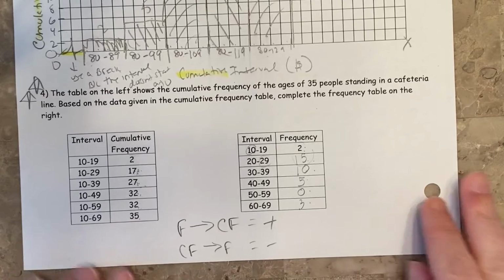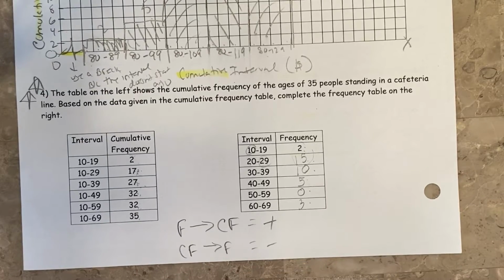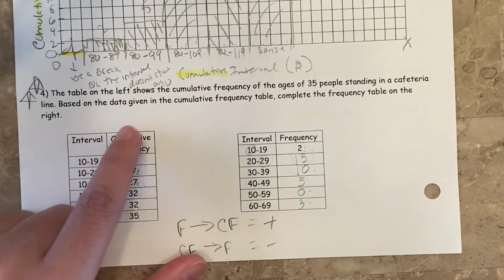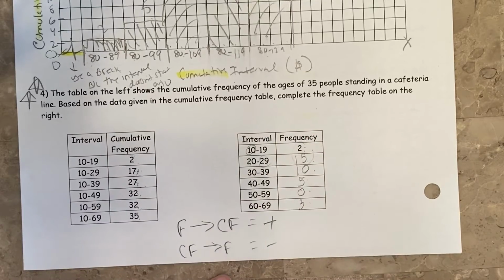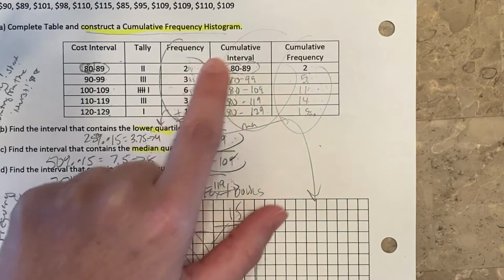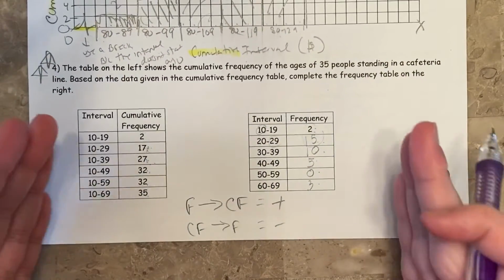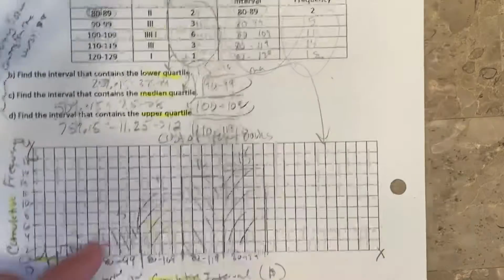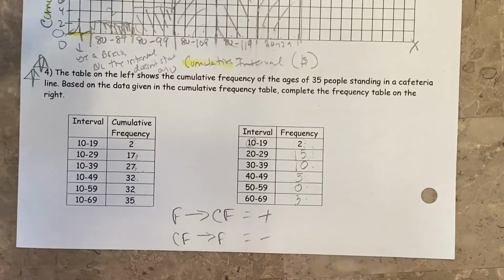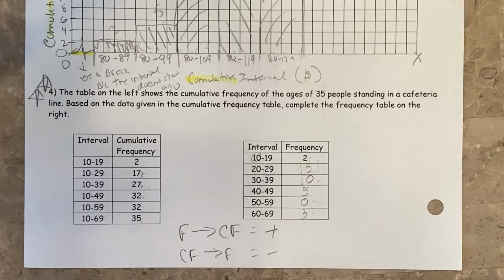All right, number 4. The table on the left shows the cumulative frequency of the ages of 35 people based on the data book. Okay, so this is going backwards. So instead of me giving you the frequency, you adding to get the cumulative, you go backwards. And again, this is typical Regents. In my curriculum, I only have to teach you frequency to cumulative. I don't have to teach you this way. Do they care? No, because they think that if you understand one way, you should have the deeper understanding to be able to do it the other way, and you totally can.